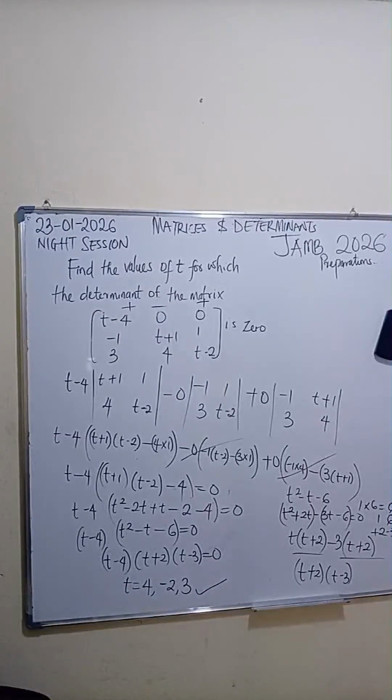Then we'll solve more. So we have 4, minus 2, and 3. So from the options given, the correct answer is option B, though I didn't write out the options.